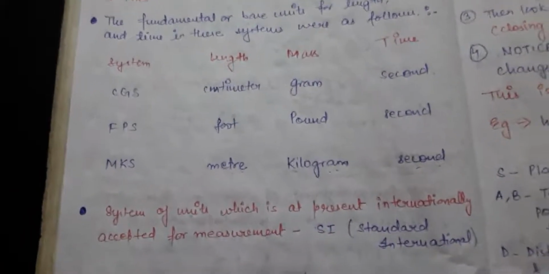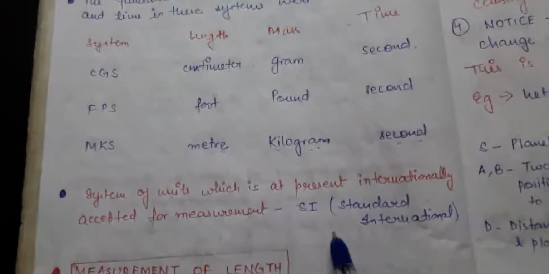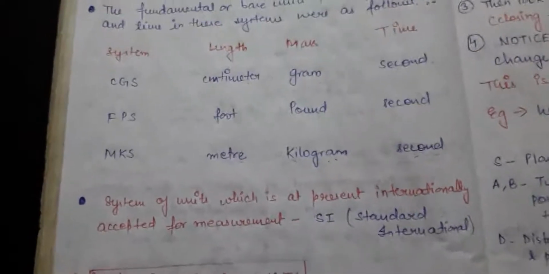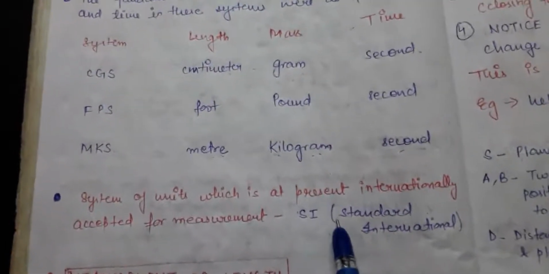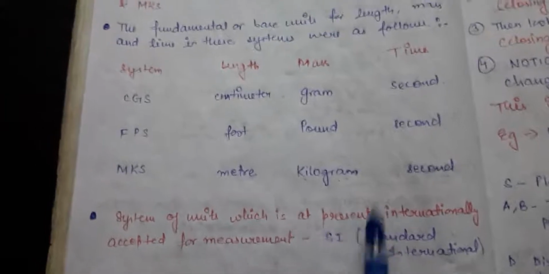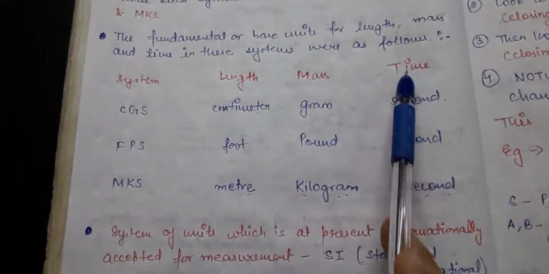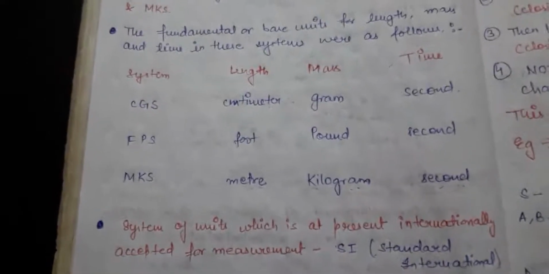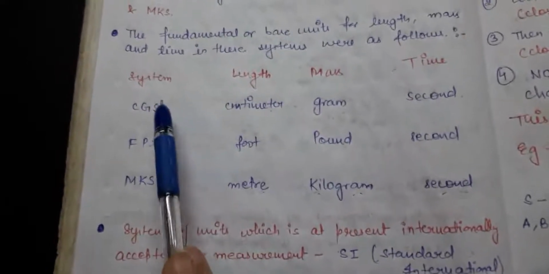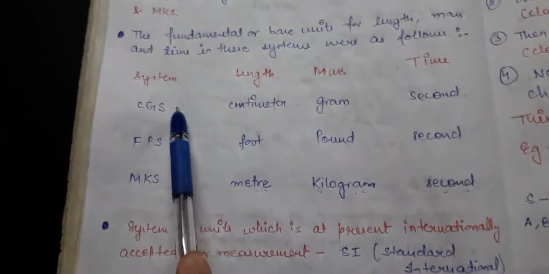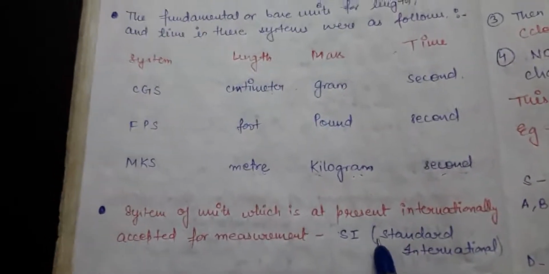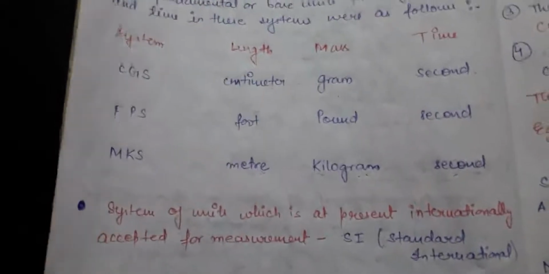Then the whole world decided to follow this system as Standard International. So now we are not using different length, mass, time systems; we are using the SI system, which is followed all over the world now. Previously some countries were using CGS, some were using FPS, some were using MKS. Now the whole world is using the SI, that is Standard International.